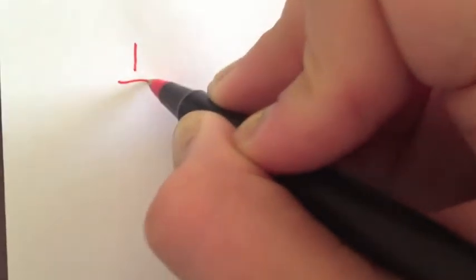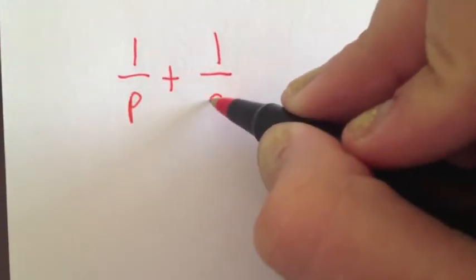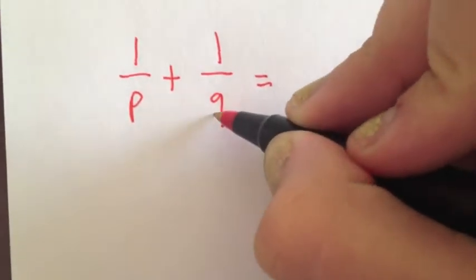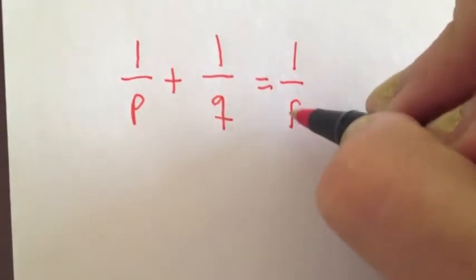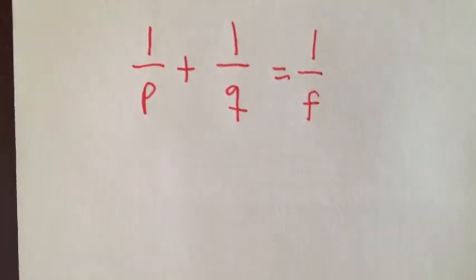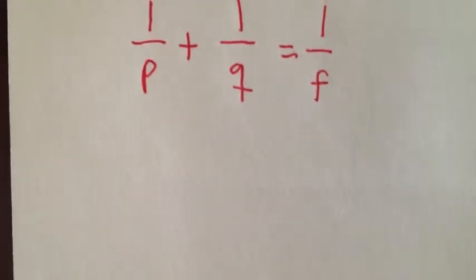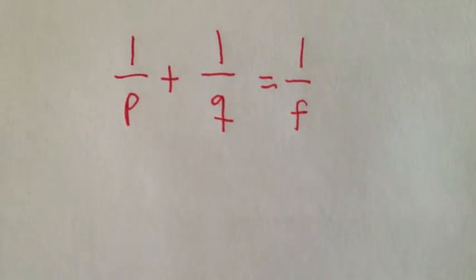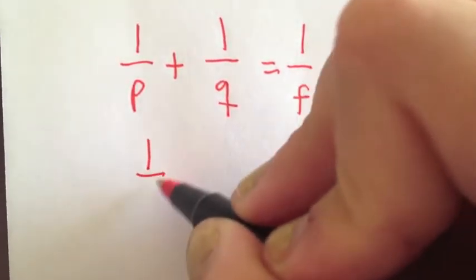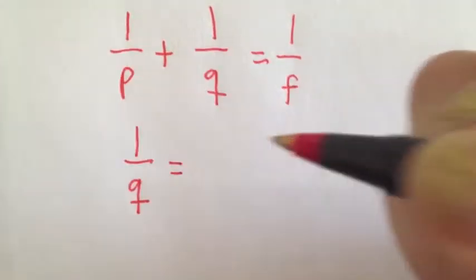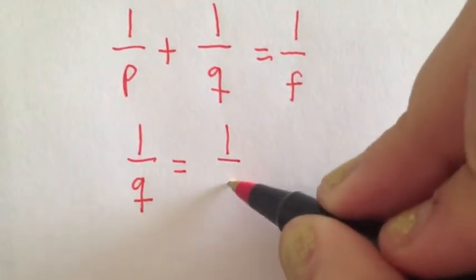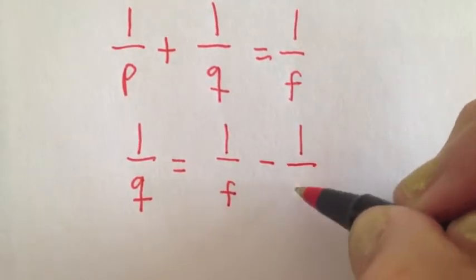So now I'm going to be using the mirror equation, or 1 over P plus 1 over Q will equal 1 over F. Now I can rearrange this because I need to isolate my image distance to calculate it. So I can rearrange this by writing 1 over Q equals 1 over F minus 1 over P. Now to solve, I just need to fill in my variables.